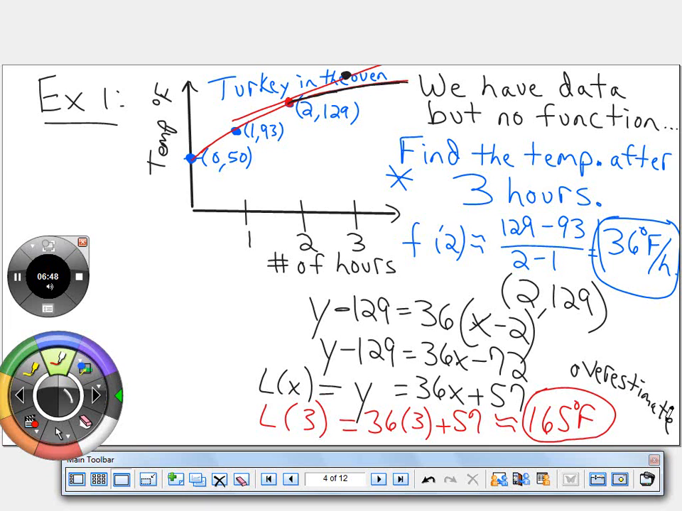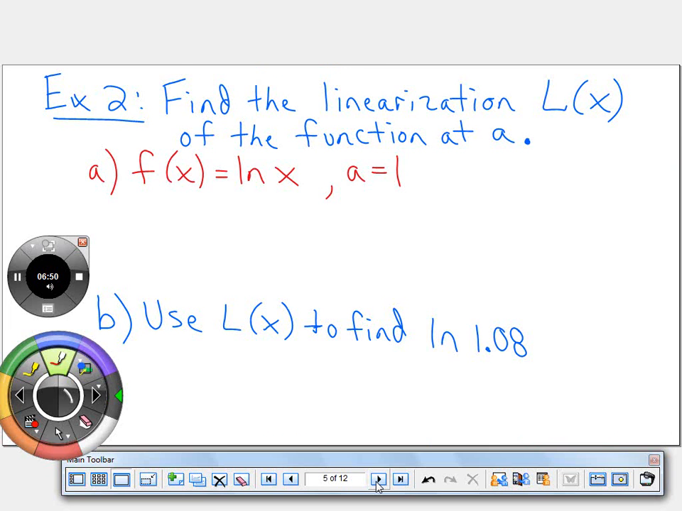Okay, next example. Let's say we want to find the linearization L of x of the function at a. What we're going to need to do this is the derivative. So f prime of x is 1 over x. And we're going to need the slope at that spot, so we're going to plug in a 1. So f prime of 1 equals 1 over 1, which is 1. So we've got a good slope.